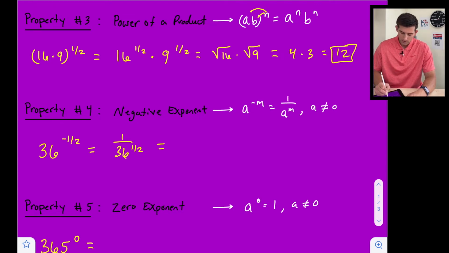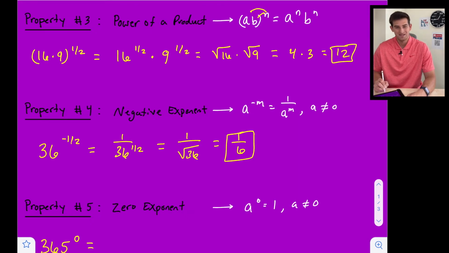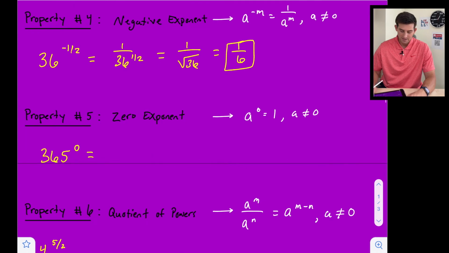So now we know 36 to the 1/2 to be the square root of 36, which we know to be 6. So our answer there would be 1/6. Okay, that's the negative exponent property. All right, our next one is the 0 exponent, my favorite, super easy.